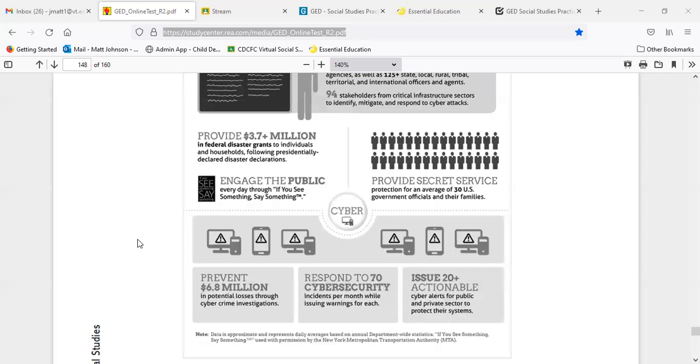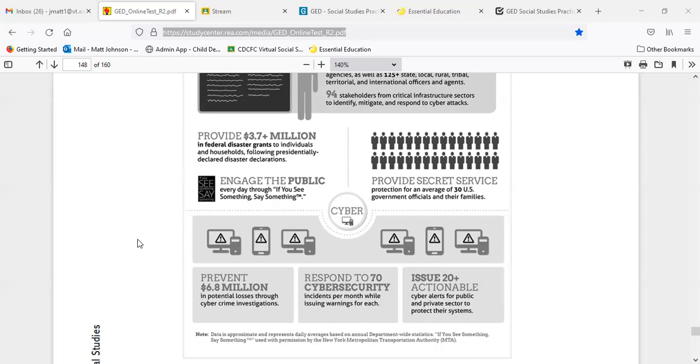Provide Secret Service protection for an average of 30 U.S. government officials and their families. And then, so we have air, sea, land, and then we have the role of the cybersecurity. So the virtual space that the Department of Homeland Security provides for responsibility.